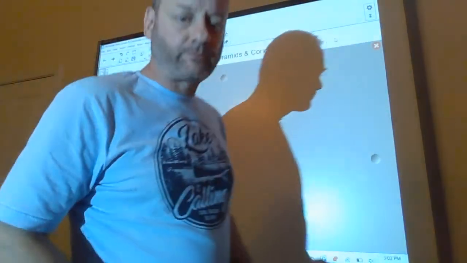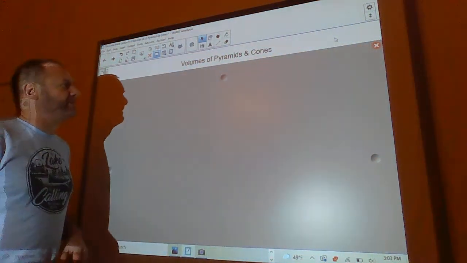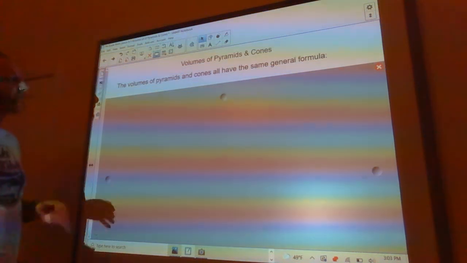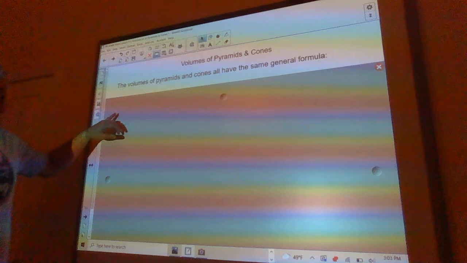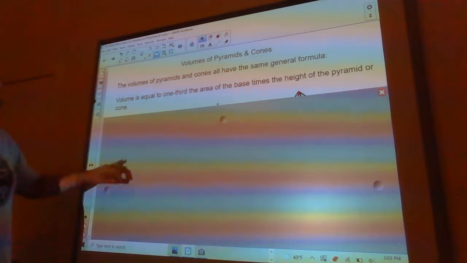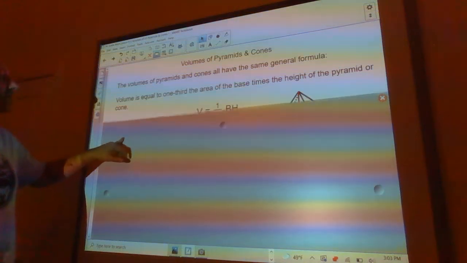Hi guys. Today we're going to talk about volumes of pyramids and cones. The volumes of pyramids and cones all have the same general formula. The volume is equal to 1/3 the area of the base times the height of the pyramid or cone.